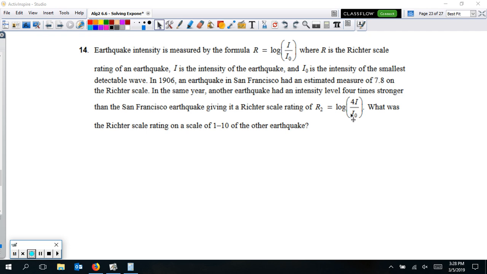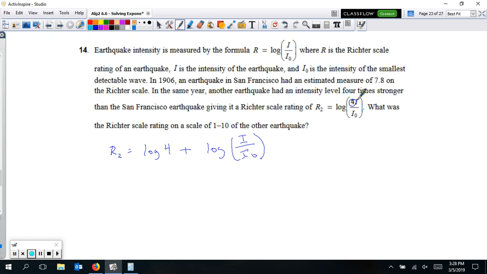So what we want to do here is look at this part right here, seeing that as a property we can use. So we're multiplying 4 times I up here. That's a product property where we can break that now into 2 logarithms. So R2 is equal to log 4 first, and then plus log of this I over I of 0. I can keep that in a parenthesis there.